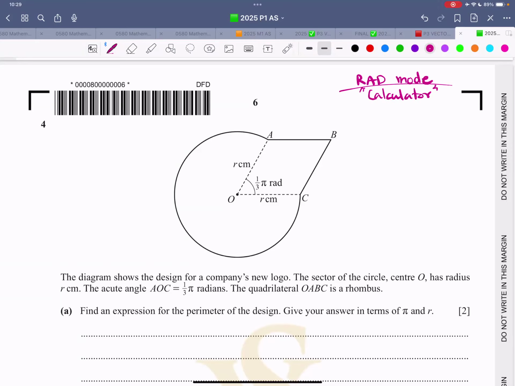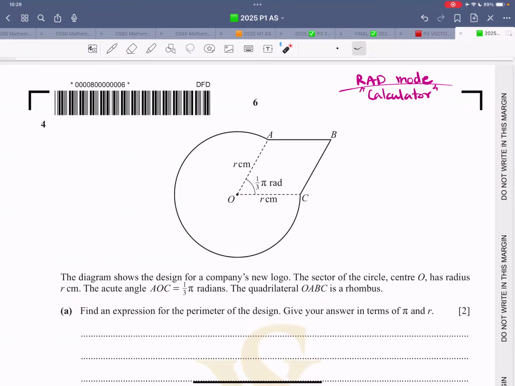Now it says, the diagram shows the design for a company's new logo. The sector of the circle, center O, has radius r. The acute angle is pi by 3 radians. The quadrilateral is a rhombus. Find an expression for the perimeter of the design. Give your answer in terms of pi and r.